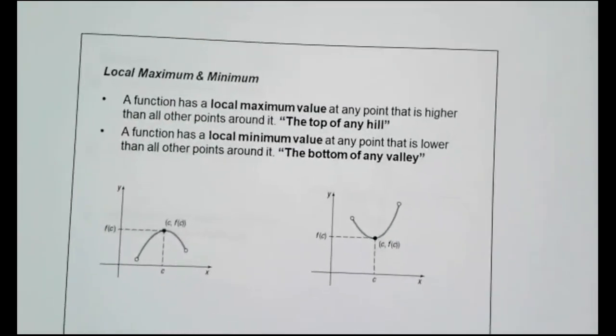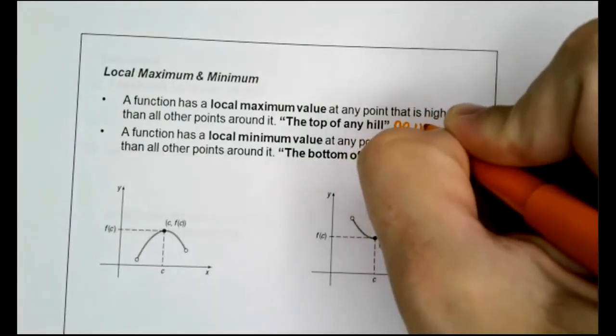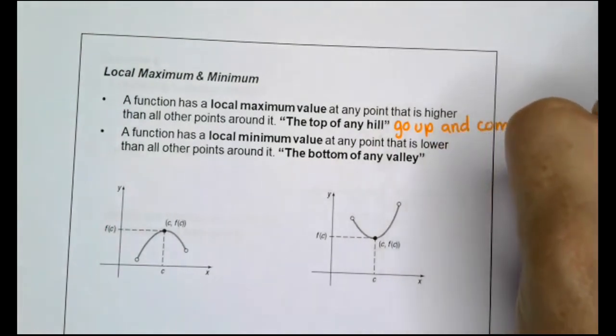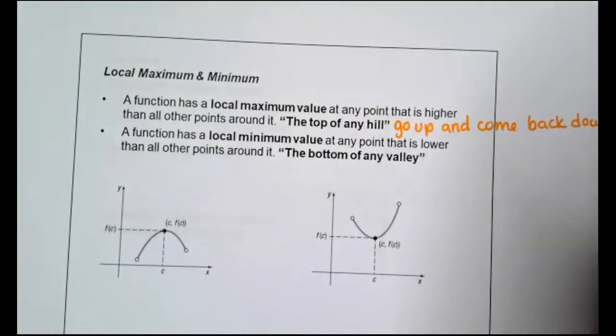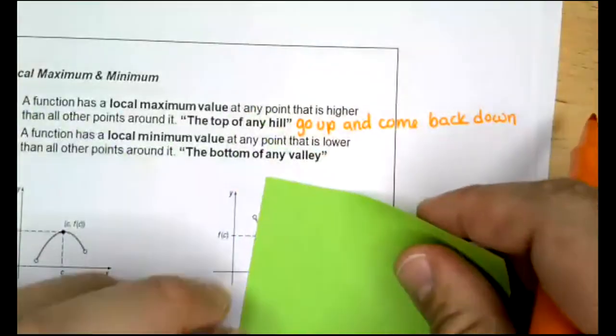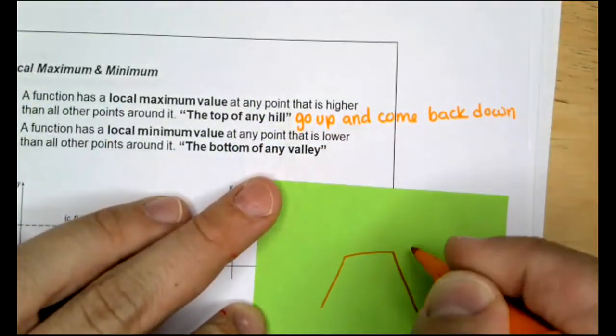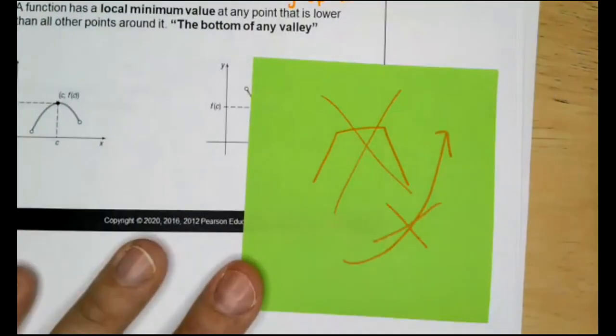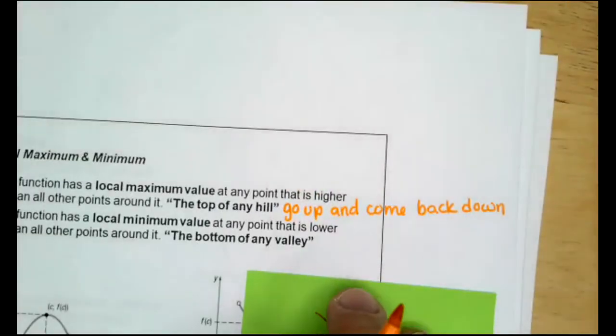Now let's talk about local maximum and minimum. A function has a local maximum value at any point that is higher than all the other points around it, on top of any hill. That means it has to go up and come back down like a hill. It can't look like this. It can't go up forever. It has to go up and come back down like a hill.